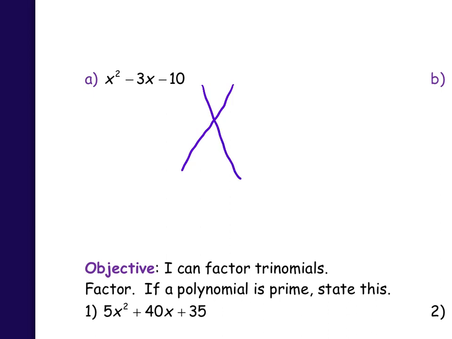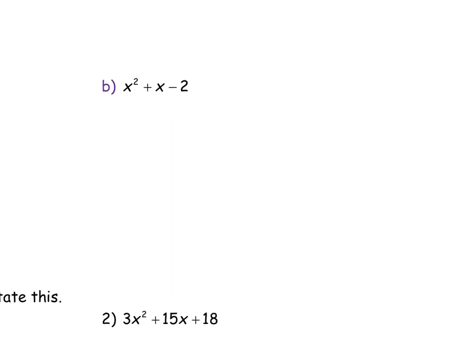Here we go. So what multiplies to be negative 10 and adds to be negative 3? So right, negative 5 and 2, so that should factor to x minus 5 times x plus 2. Perfect. And then on the next one, still same situation.